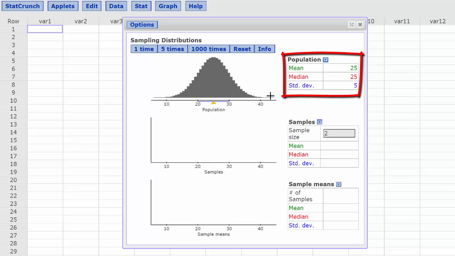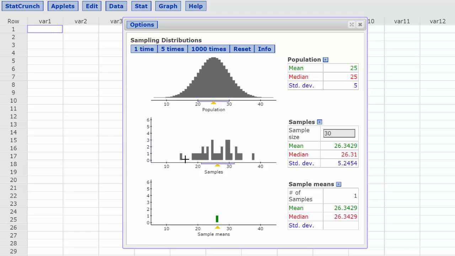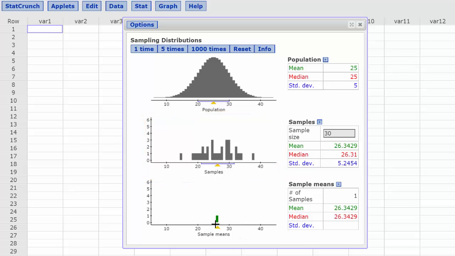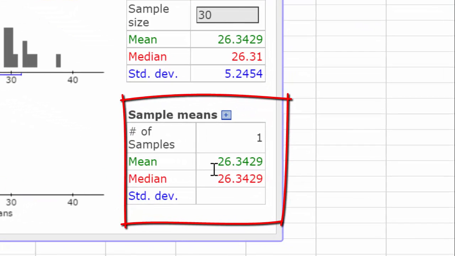What would we expect the mean of the sample to be? So we expect this to be pretty close to 25. So I'm going to take one sample. So here's our sample, and it's shown in this middle graph. And then the mean of this sample is plotted on the bottom graph. And the mean of this sample is 26.3429. And since we just have one sample mean down here, the median is the same.